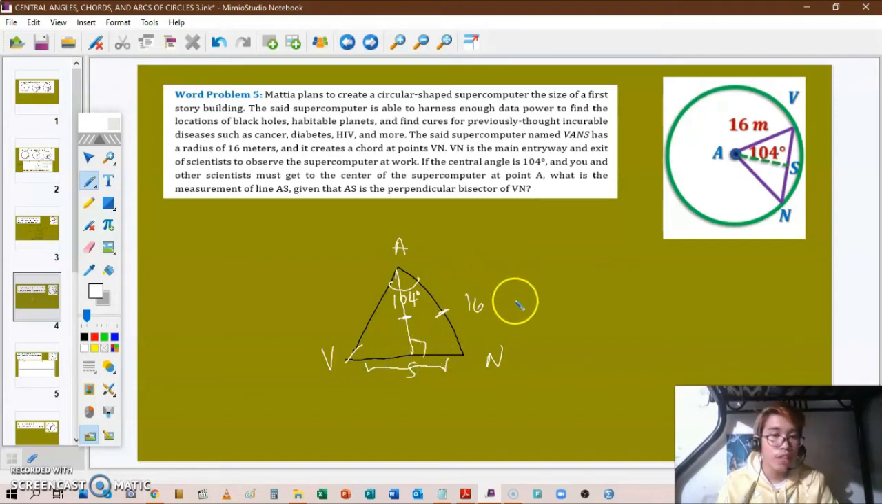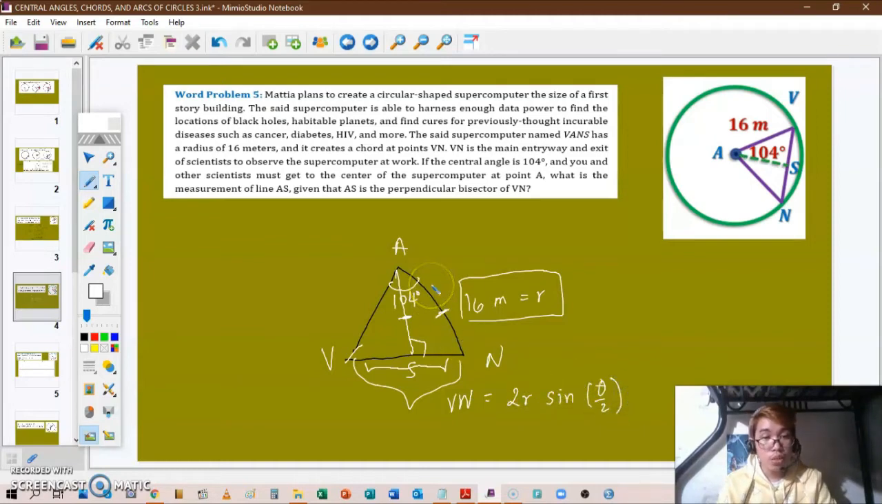So how can we solve again for Vn? Given that we have here 104 degrees and 16 meters as the radius, so r is equal to 16 meters and Vn is the chord. To get the value of this chord, we are going to simply use the formula. Vn is equal to 2r sine of theta all over 2, and theta is equal to 104. That's going to give us 2 times the radius, which is 16, times sine of 104 over 2.